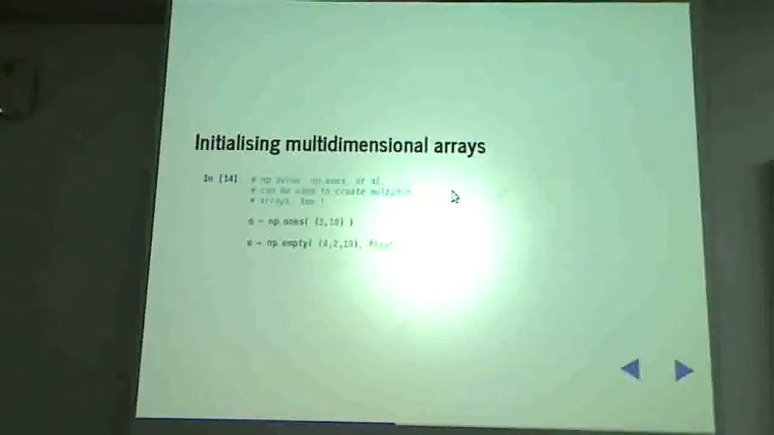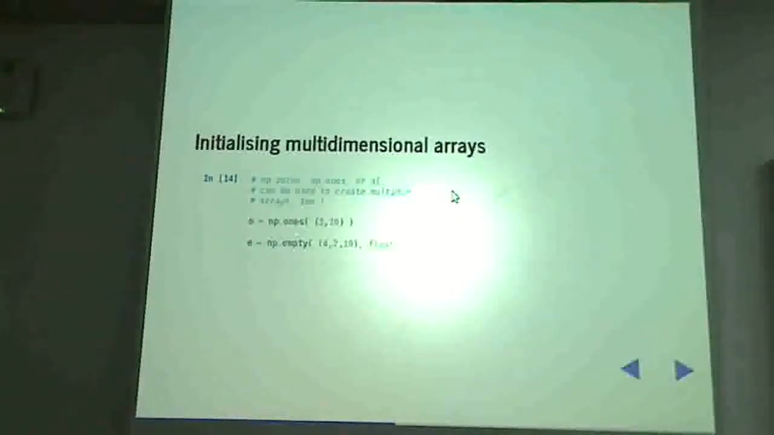Okay. We saw the np.zeros function and so on. You can also use those same functions to initialize multidimensional arrays. So for example, O equals np.ones((3, 10)). You give a tuple instead of a single number, and you can initialize the whole array populated with ones.